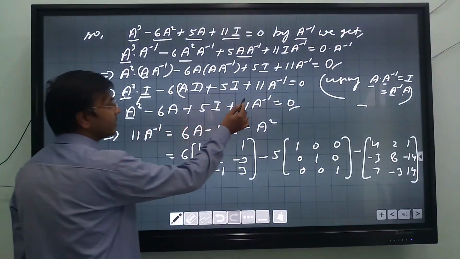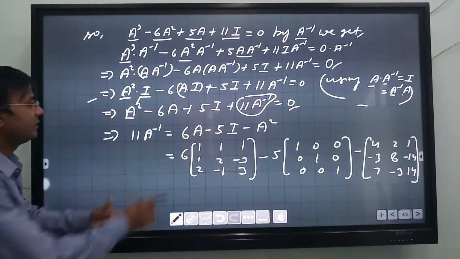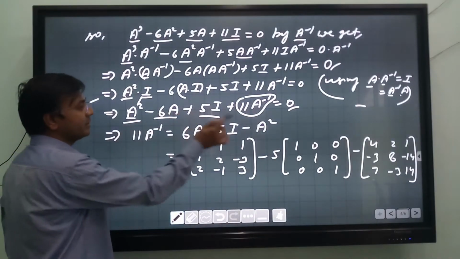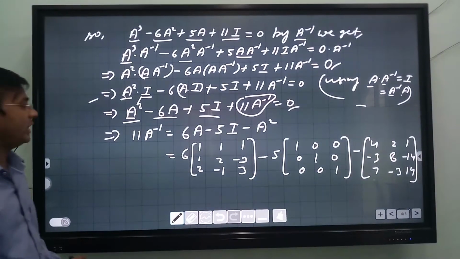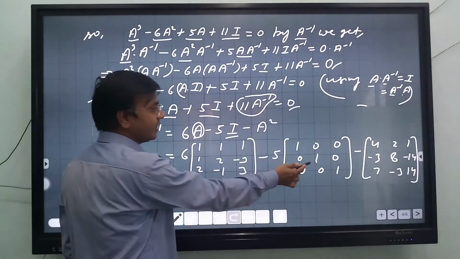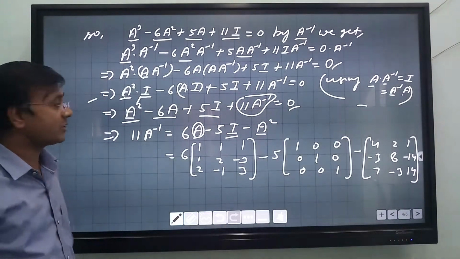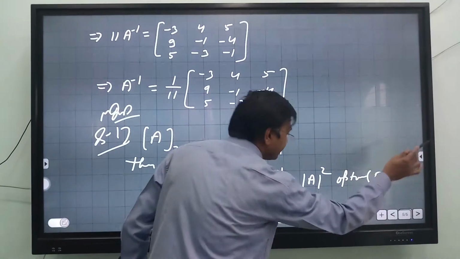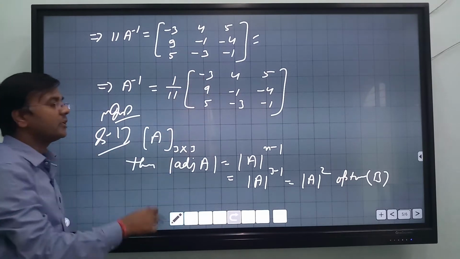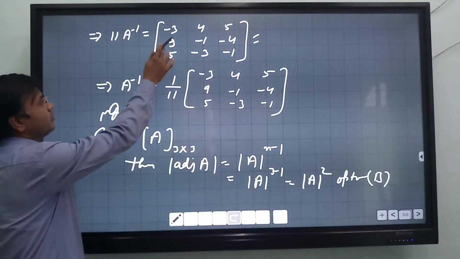Implies now 11 A inverse, we are finding the value of 11 A inverse equals to 6A minus 5I minus A square, and we have all these values. 6 into A means given matrix, 5I identity matrix, minus A square already calculated. So substitute the value of A square. On simplifying this whole matrices, that is adding and subtraction, we will get this one. Okay, so simplify that and check you are getting this one or not. Do calculations correctly, you will get this step.